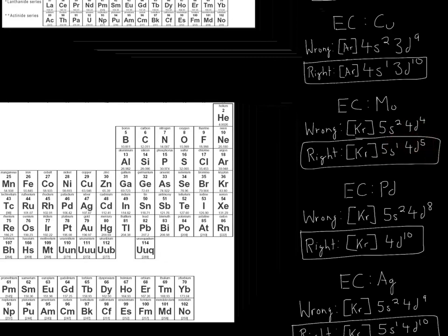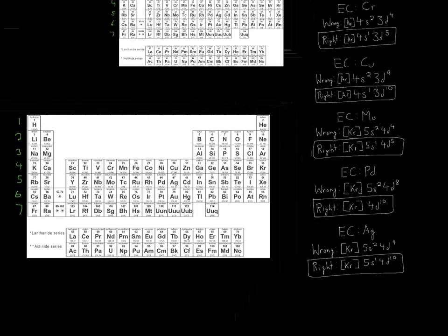But you see the pattern, right? If it's in the fourth column on the D block or the ninth column, you should be on alert and remember that it could be an exception. What it'll do is if it's 4, it'll become 5. If it's 9, it'll become 10. And just remember to subtract 1 from the S block.